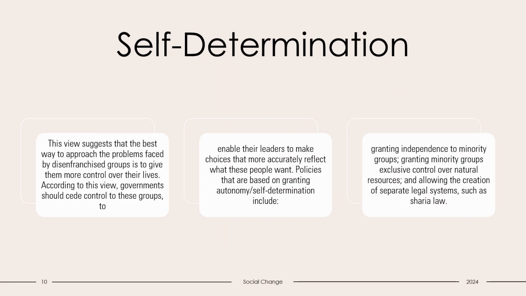Then there's self-determination, which is a bit different. Self-determination suggests that the way in which we should address problems faced by marginalized communities is by giving them the right to self-determine, the right to create their own reality, the right to govern themselves, and the right to create their own form of equality. So the example we have here is Sharia law, which is a separate legal system.